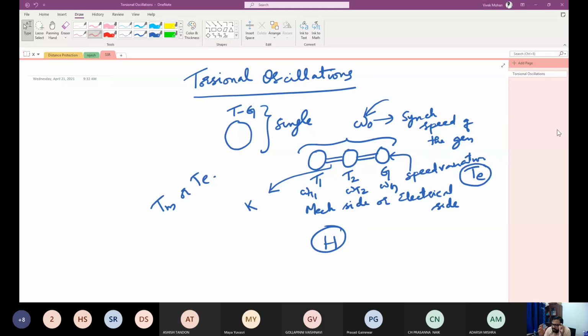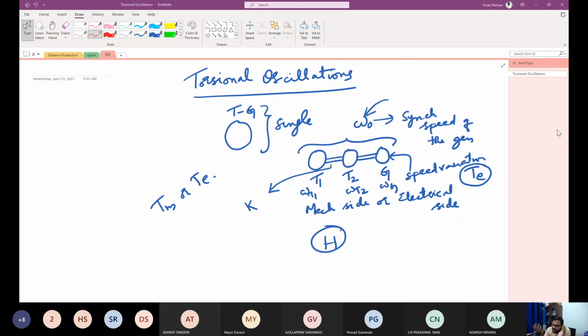if it has infinite stiffness, then any variation in speed for this mass will be immediately translated to this mass also. So they will rotate together. So we can assume both the masses as a single mass. That is what we have considered till now. That is the turbine generator as a single mass.